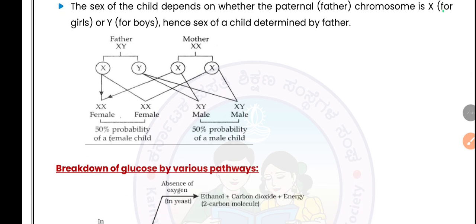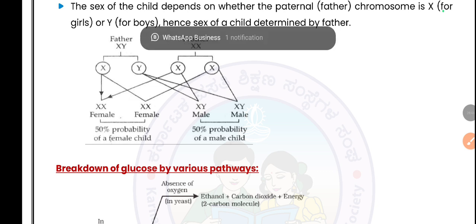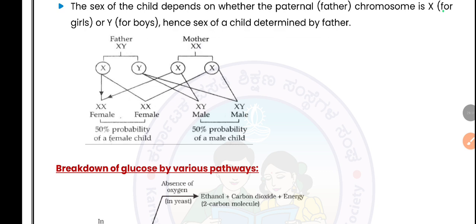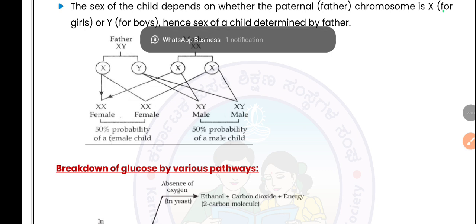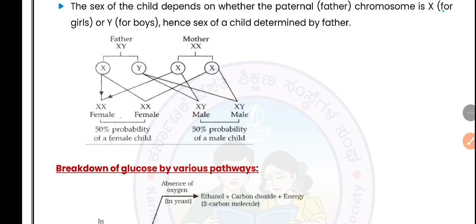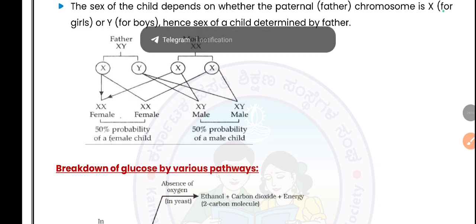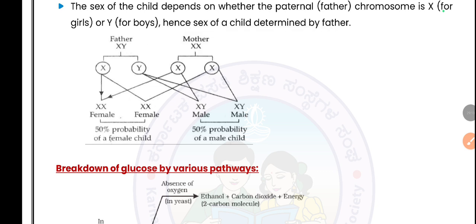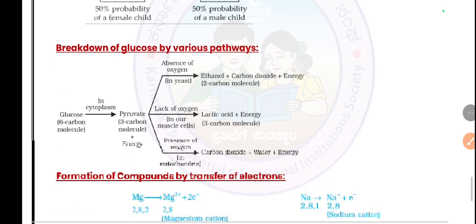Father XY, mother XX. Okay, then the genes are given. If we make a checkerboard, capital X, that's a female. Then capital X, that's a female. 50% probability of a female child. Then 50% male, 50% female. Again, 50% probability of a male child, that's XY.